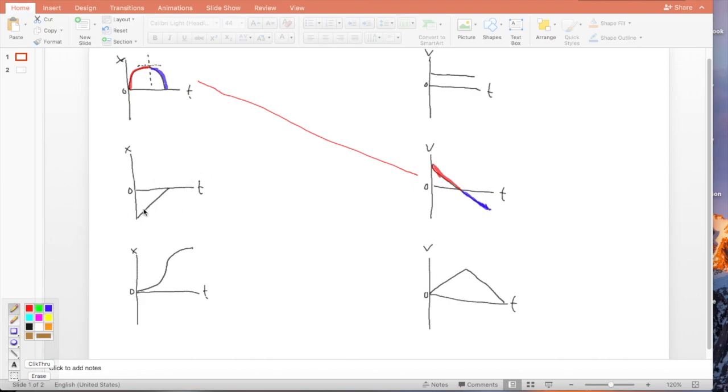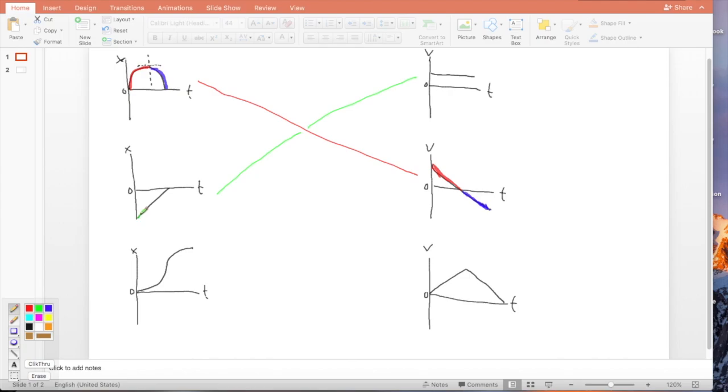Let's look at this one. This one's pretty simple. This just shows an object starting behind the origin and moving in a positive direction to the origin. Is it speeding up? Is it slowing down? No. How do I know? Because this is not curved. It's a straight line. There's one slope everywhere. And so that one is going to match very clearly with this one.